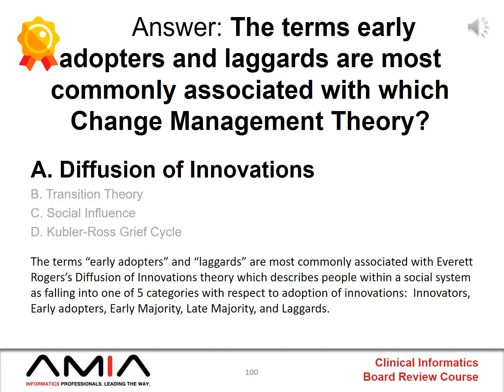The reason why the social influence model of technology adoption is not correct is because while there are a lot of similarities in the way in which change is adopted between the 2 theories, the social influence model does not describe specifically early adopters and laggards. The Kubler-Ross grief cycle simply mentions the phases of grief that a person may go through after a loss. This is where your DABDA acronym comes in handy for denial, anger, bargaining, depression, and acceptance, in that order. Again, the Kubler-Ross cycle does not describe early adopters or laggards.